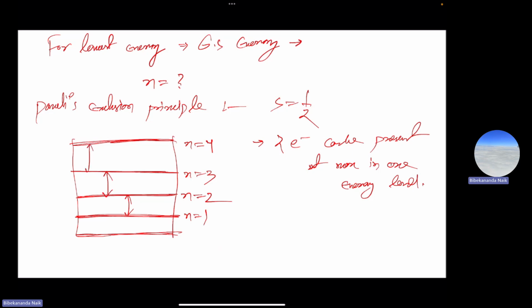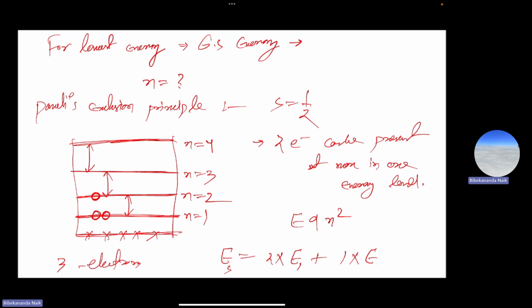Here if you see, the gaps are not even, because the expression is E directly proportional to n square. So the energy levels will have different delta E. Since we are talking about 3 electrons, 3 electrons can't all be in one energy state. So 3 electrons means 2 electrons will be present here and 1 electron will be present here. And if 2 electrons are present here, the total energy of the system will be 2 into E1 plus 1 into E2.